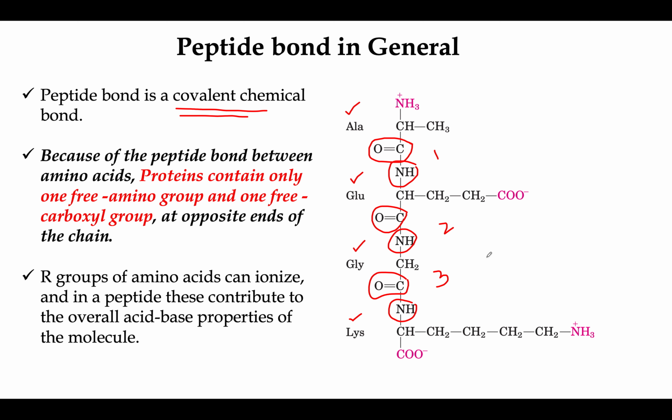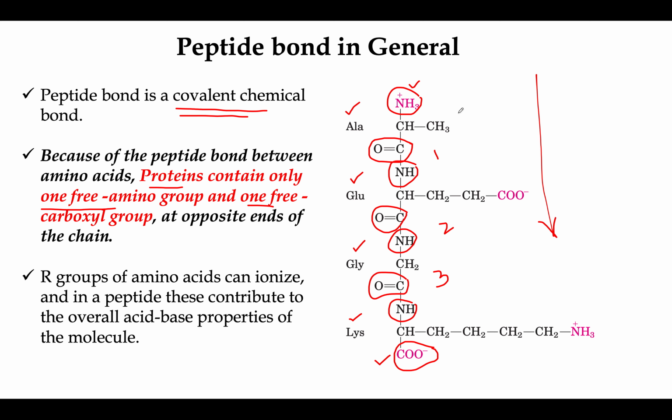So at any point of time, you can see that one amino group and one carboxyl group in a peptide is free, and this can also be translated to proteins. So proteins will always have one free amino group and one free carboxyl group, and these will always be at opposite ends of the chain. So if I have to read the sequence of a peptide, I will always start from the amino end and go towards the carboxyl end.